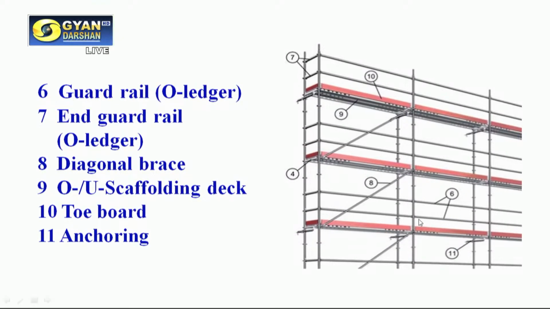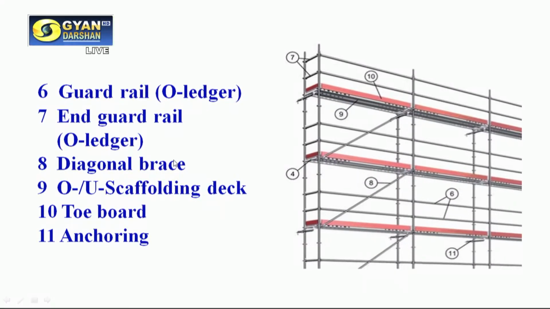Some few members are also shown here. You see that this number 6 is shown. These are additional horizontal members between these ledgers basically. They are for the safety of the worker, so that they do not fall. These are called the guardrails. These are the guardrails, as number 6 shown here.